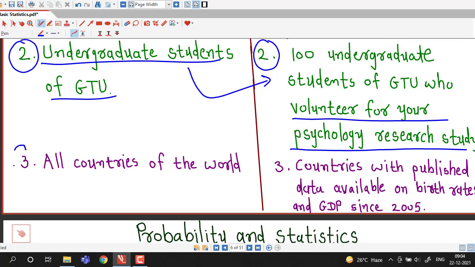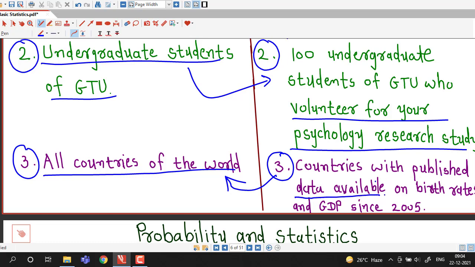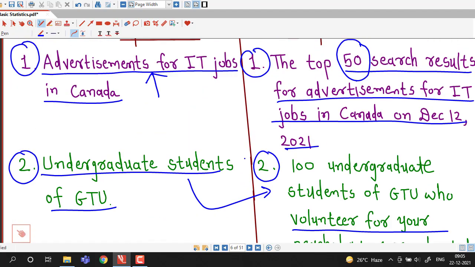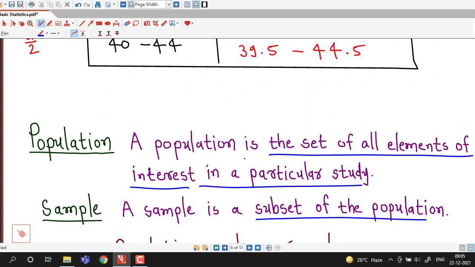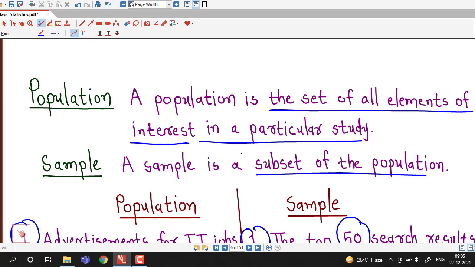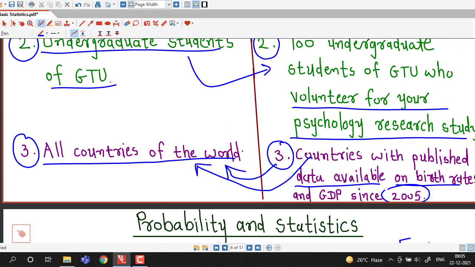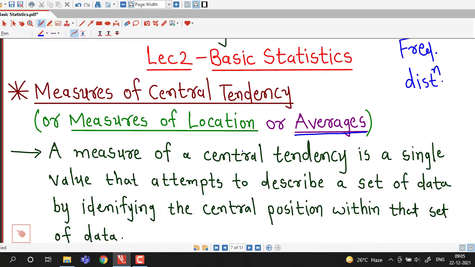Third example of population is all countries of the world, and this sample is taken from this population: countries with published data available on birth rates and GDP since 2005. So this set is a subset of this population. I think it is easy to understand the meaning of population and sample. With this in mind, we start today's topic, known as measures of central tendency.